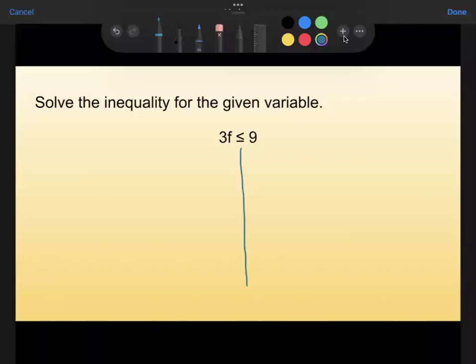Now I need to check and see if the variable is being multiplied or divided by a negative number. In this case, it is not. It's being multiplied by 3, but 3 is positive. So we are going to keep that symbol exactly the way it is. Now that means I need to get the 3 away from the f, and the opposite of multiplying by 3 is dividing by 3. So I'm going to do that to both sides.